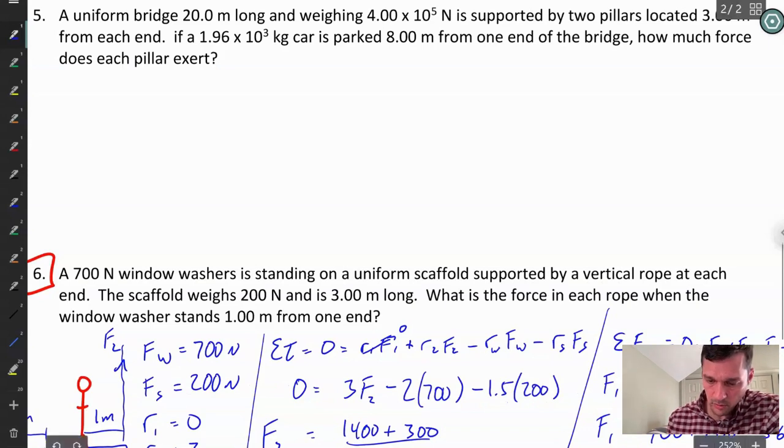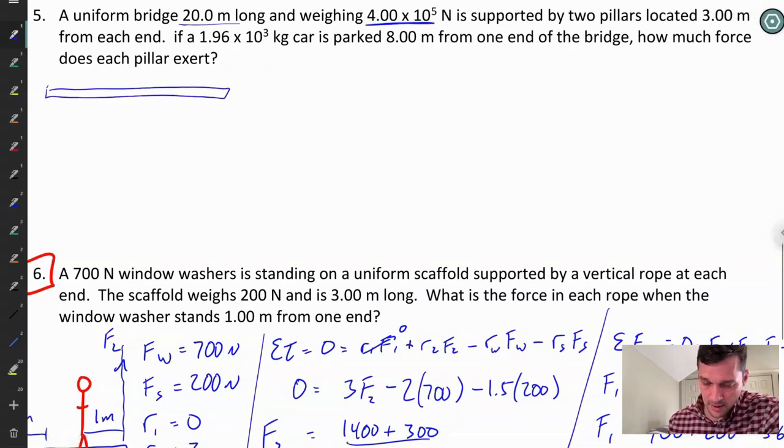So we've got a uniform bridge, 20 meters long, and weighing 4 times 10 to the 5th newtons. I'm not told anything about some exotic mass distribution, so I can assume that the center of mass of the bridge itself can be represented at its physical center. So that is going to be 10 meters from the end of a 20-meter long bridge. So we've got the force of the bridge at that point.